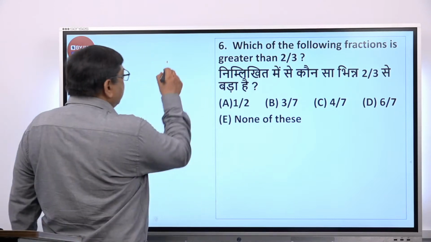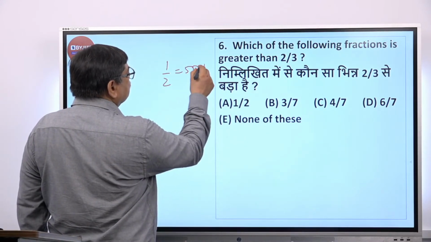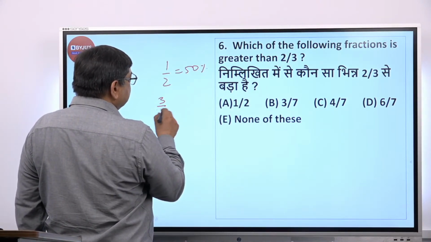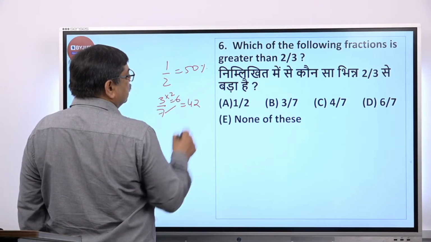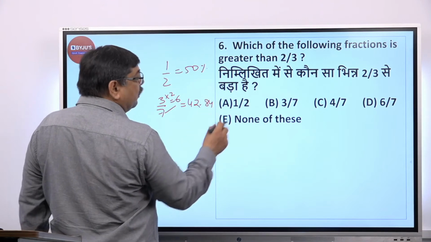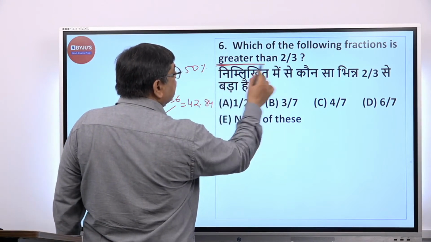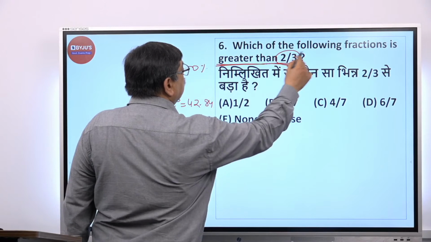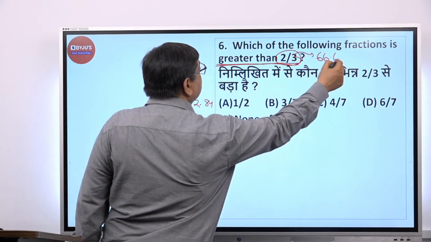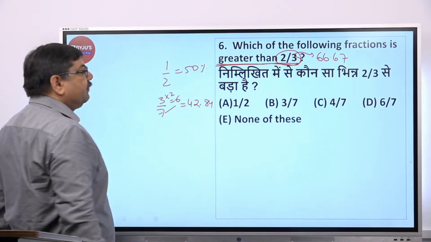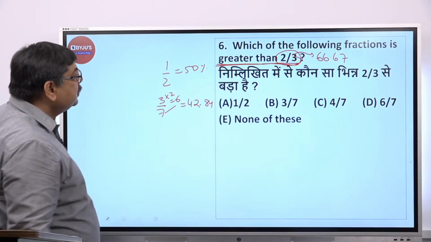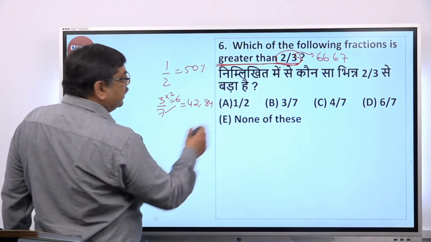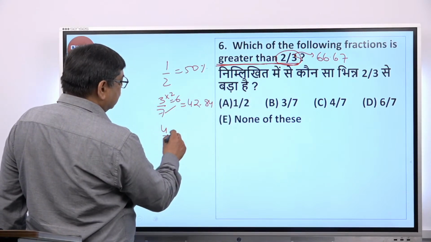See, this is what? 1 by 2 is 50%. Okay, now what is 3 by 7? 3 into 2 is 6. 6 sevens are 42. All right, 0.84. So anyhow, what do you want? You want the number which is greater than 2 by 3. 2 by 3 itself is 66.67. Is it or not? Okay. So, never mind. You still have 4 by 7.